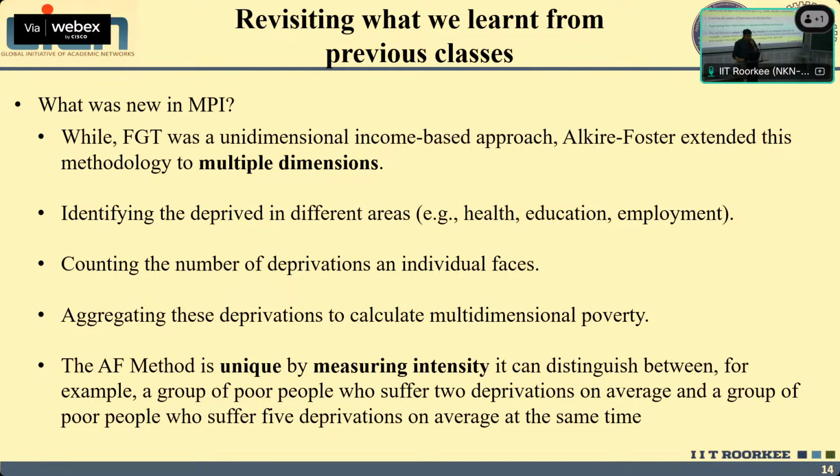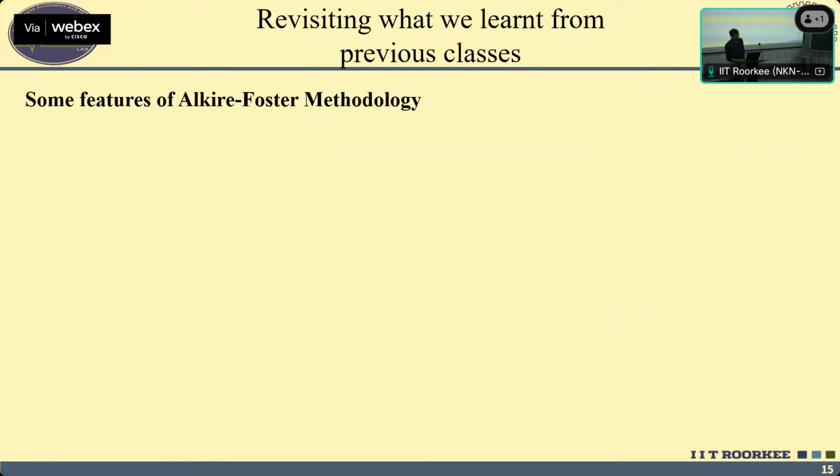So it can distinguish between a group of poor people who suffer one or two deprivations on average, and a group of people who suffer five deprivations on average at the same time. Earlier that was difficult to identify. So here we are trying to understand how a household with two deprivations can be differentiated from one with multiple deprivations using the Alkire-Foster method.